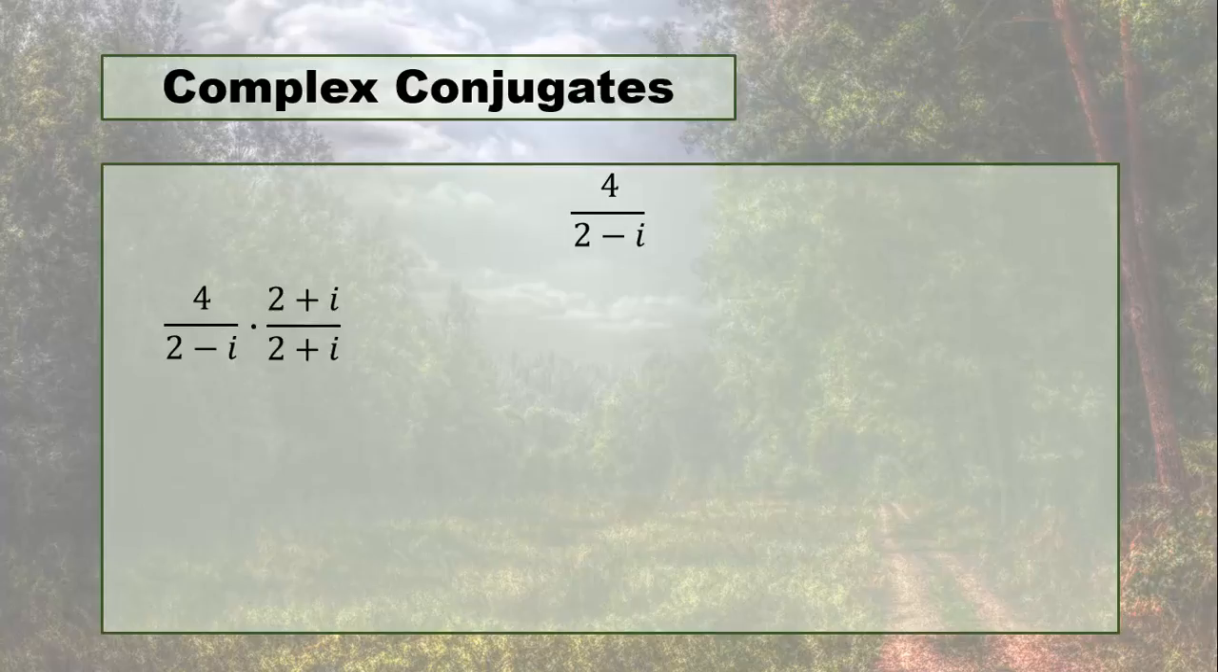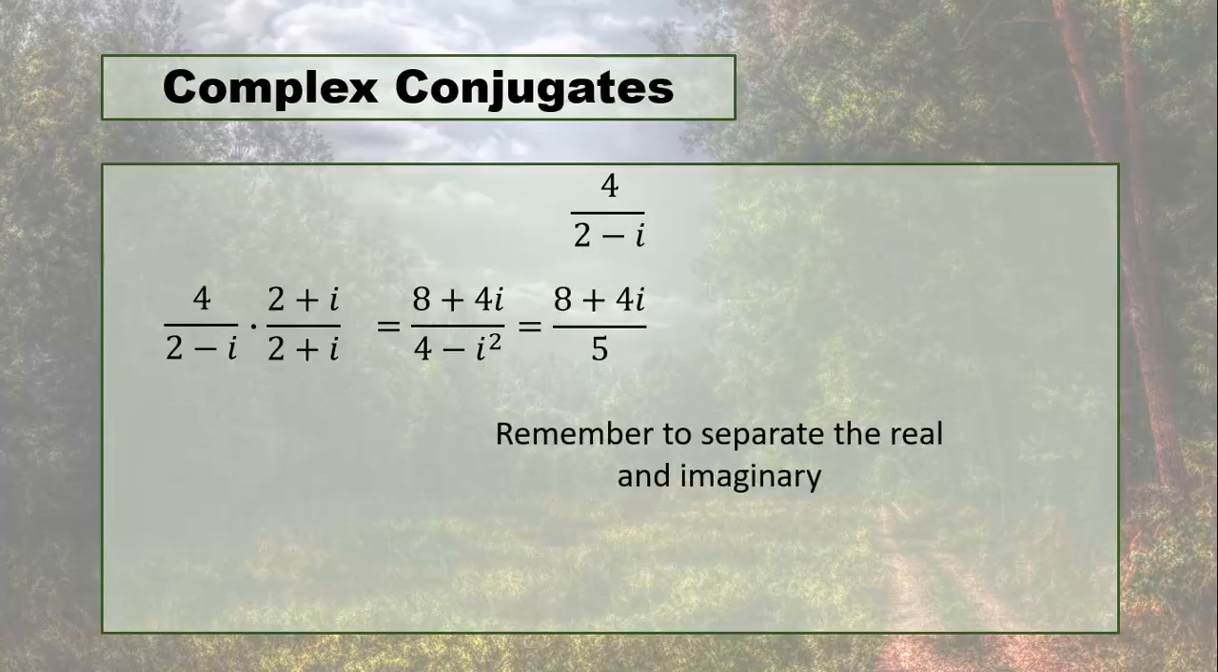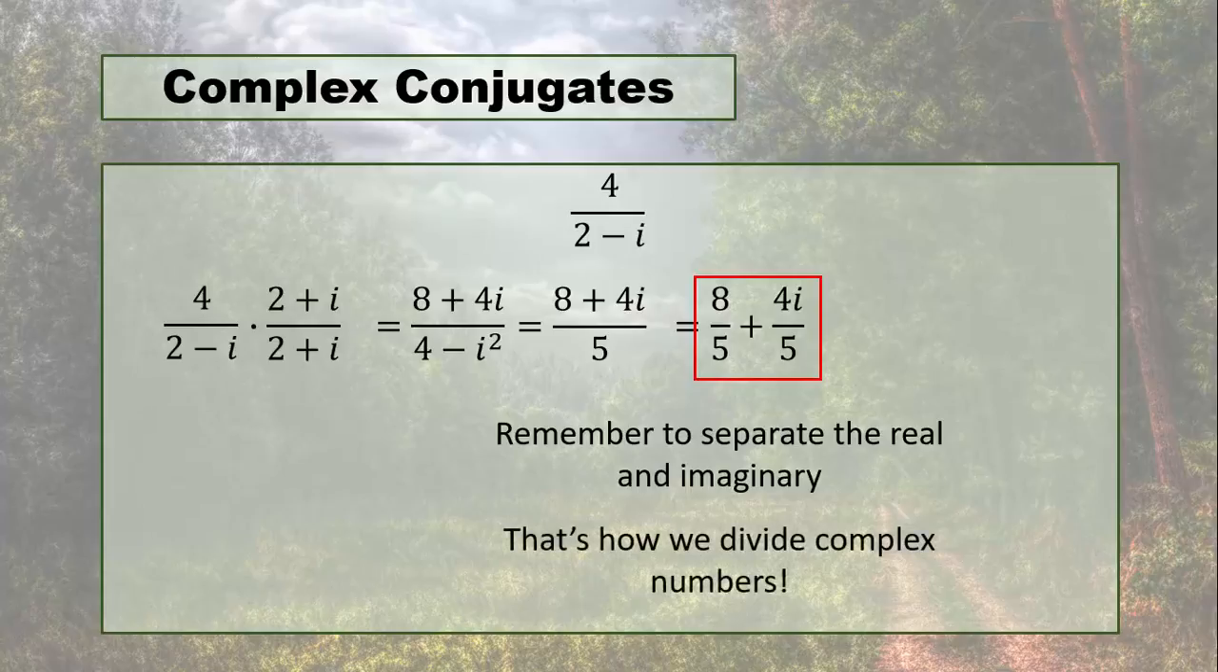When you do that, your numerator becomes 8 plus 4i. The denominator becomes 4 minus i squared, which is just 5. And don't forget to separate the real and the imaginary. 8/5 plus 4i over 5. That is how we divide complex numbers.